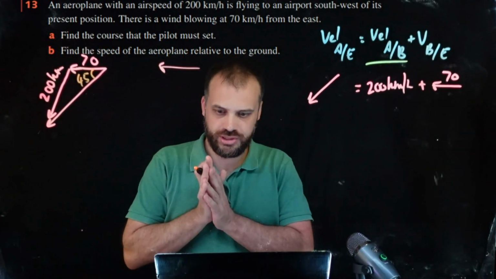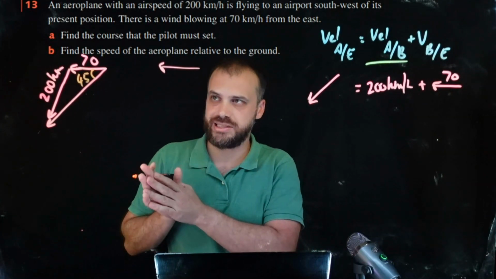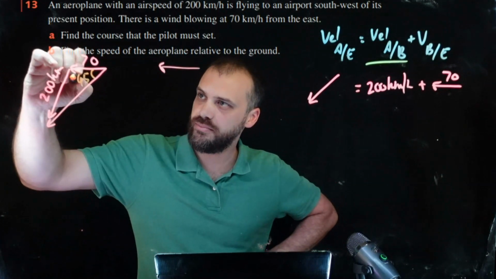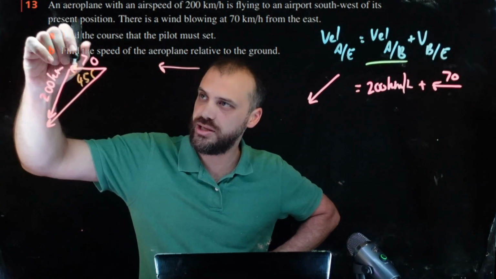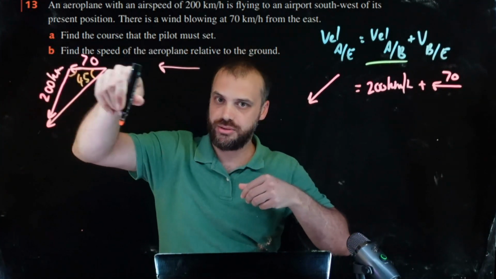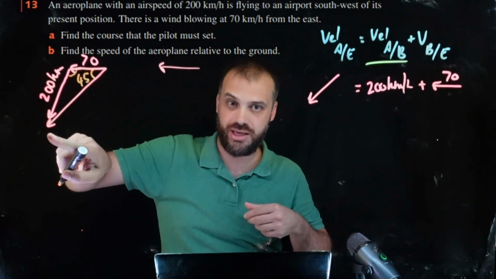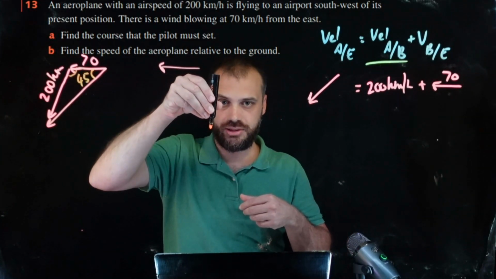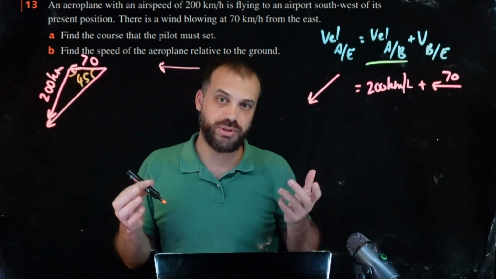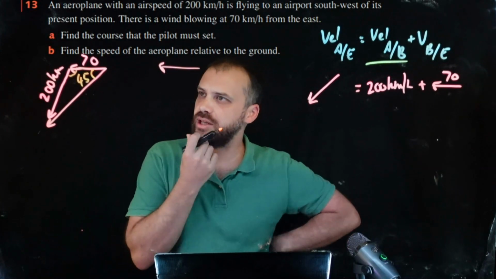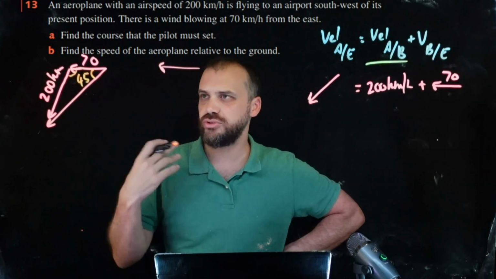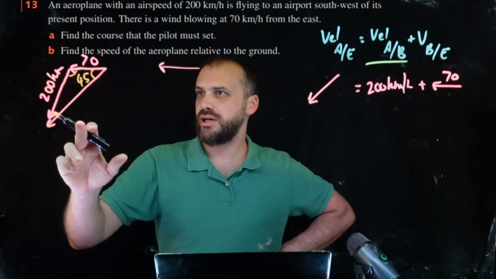Okay. So, what does it say? Find the course that the pilot must set. So, the course that the pilot must set has something to do with this angle here, right? Because the plane's going to be pointed like that, and the wind's going to blow it this way, and it's going to end up here at the end. Plane pointed like this, wind pushing it, and so this angle here is what we need to find. How can we find that angle there? It feels like a job for the sine rule, the cosine rule, something like that.